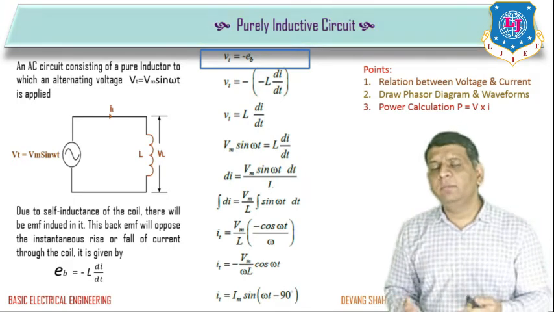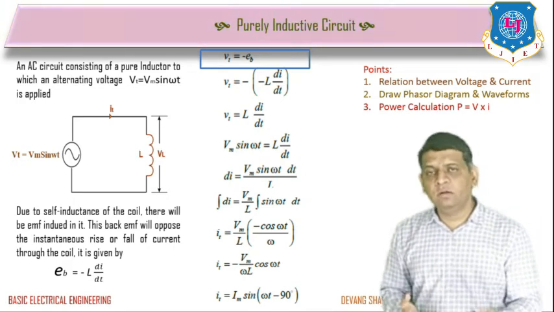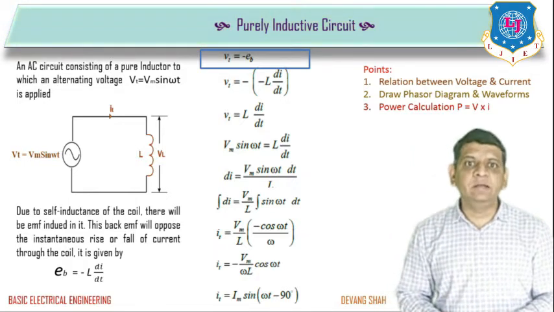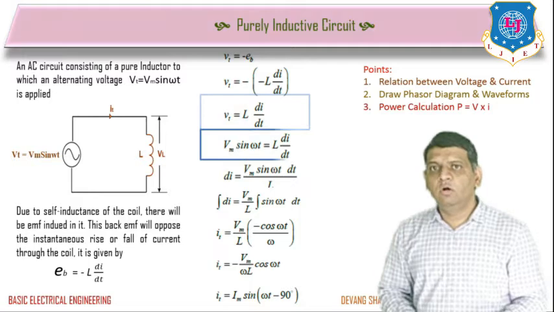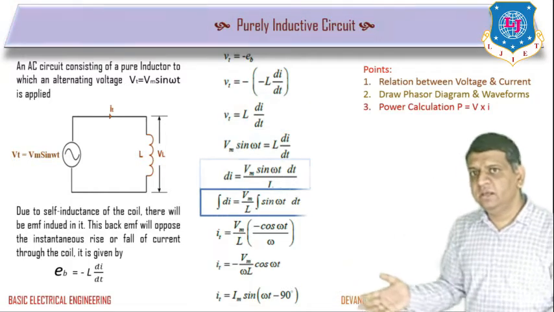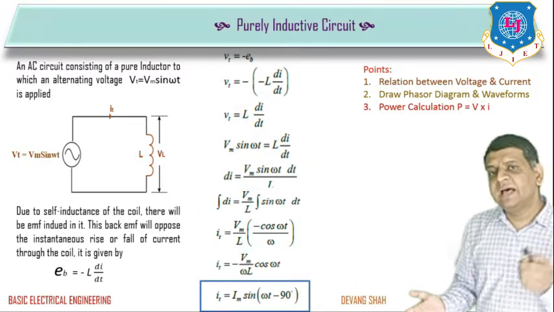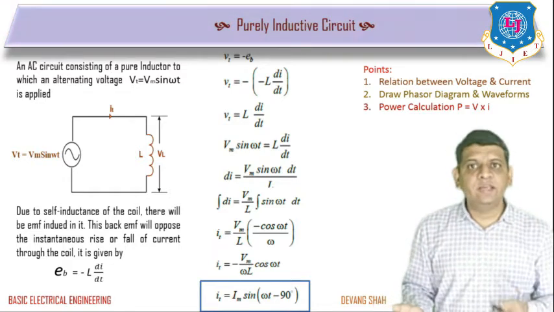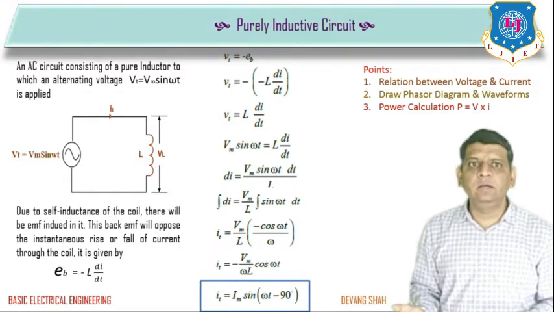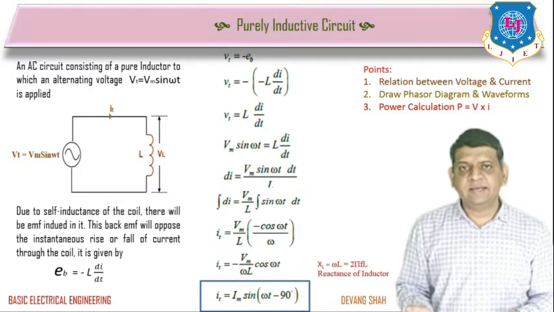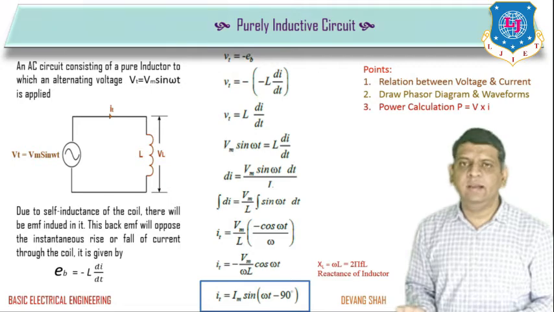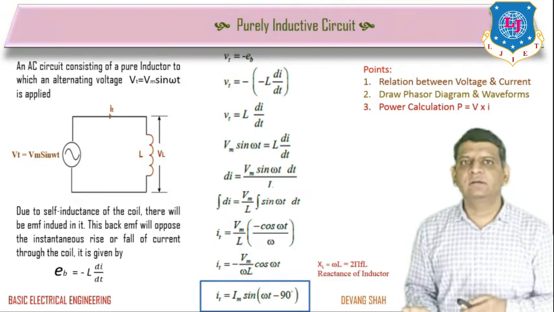So from this you can find minus cos omega t. You can write the term like sin (omega t minus 90). So once you go through all the equations step by step, you can find the last equation of current. It is equal to Im sin (omega t minus 90). Right, XL is equal to 2 pi fL or omega L, which is called the reactance of inductor.